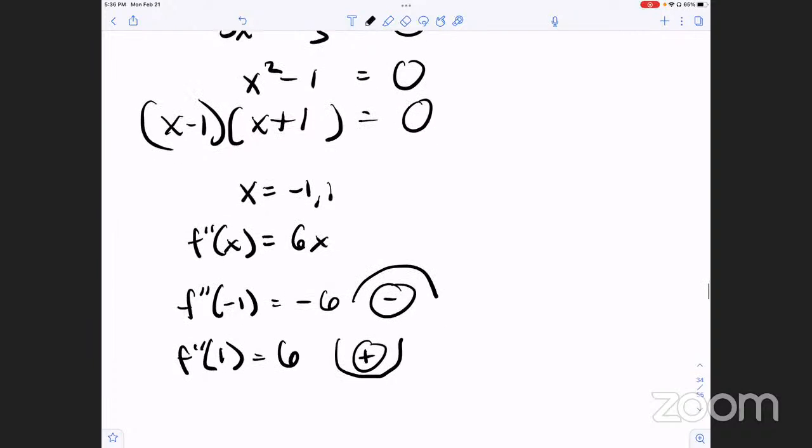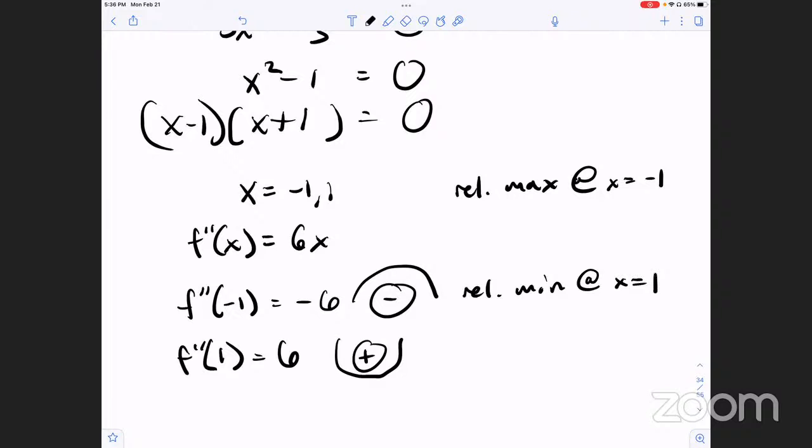So what that means is that we should have a relative max at x equals -1, and we need to find the corresponding y, and then we have a relative minimum value at x equals 1. All right.